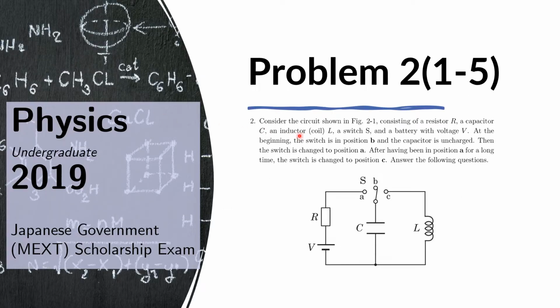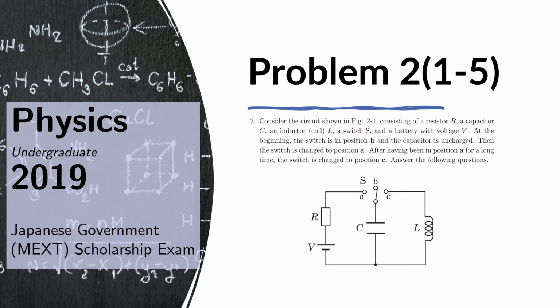Problem 2. Consider the circuit shown in Figure 2-1, consisting of a resistor R, a capacitor C, an inductor coil L, a switch S, and a battery with voltage V. At the beginning, the switch is in position B, and the capacitor is uncharged. Then, the switch is changed to position A. After having been in position A for a long time, the switch is changed to position C.